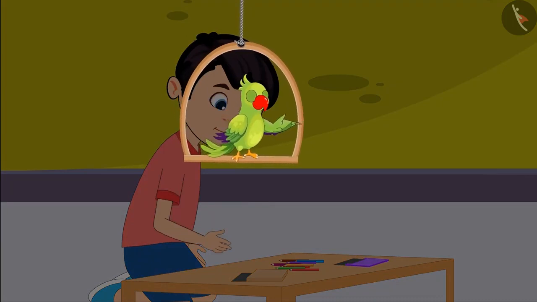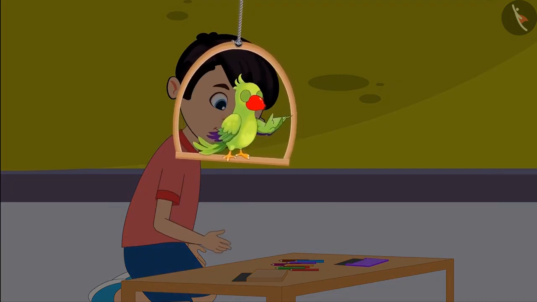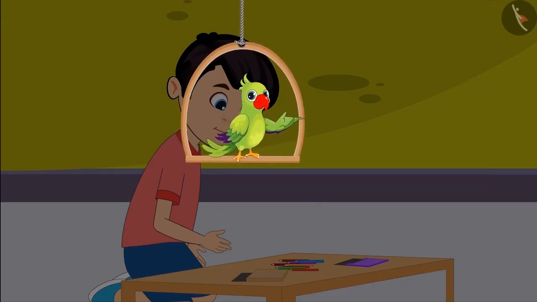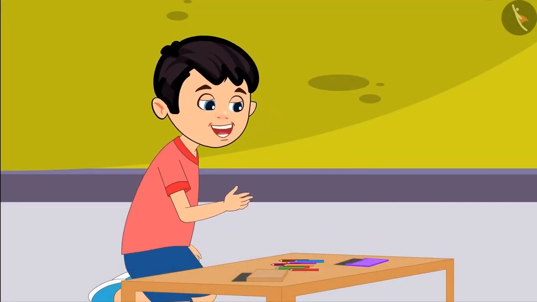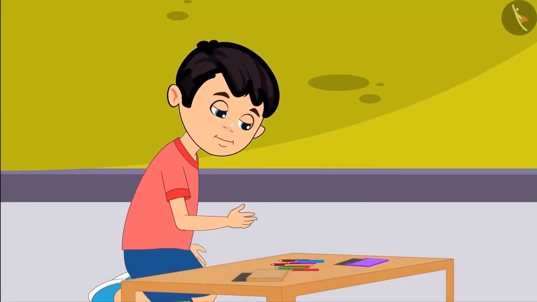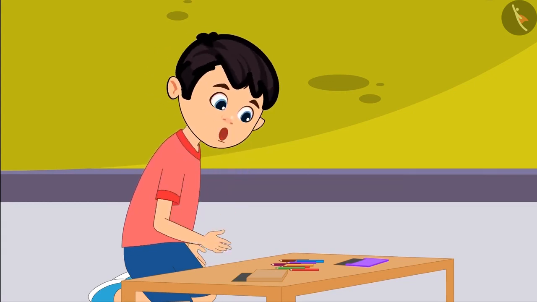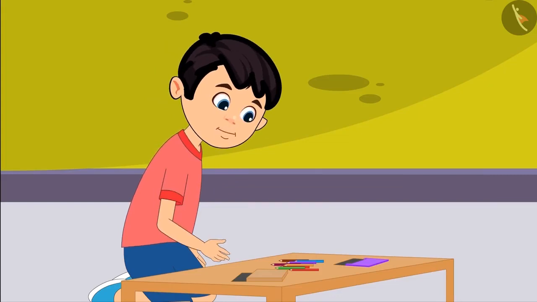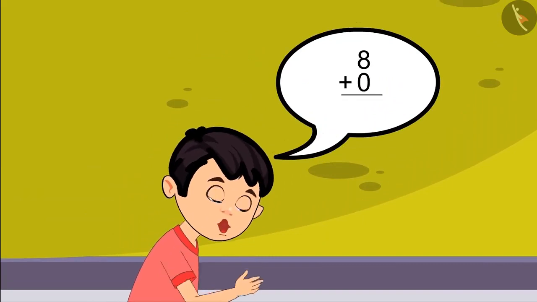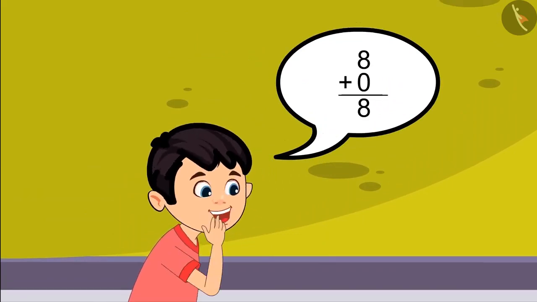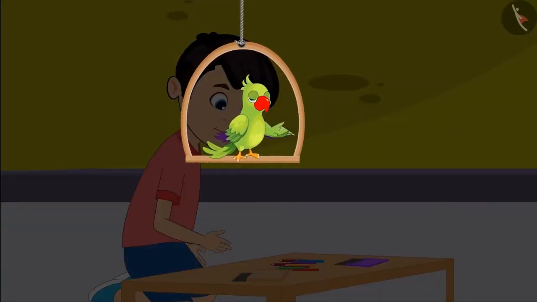Children, can you tell how many colors does Chotu have in total? Oh yes, you are correct. Chotu has 8 colors. When we add objects to some more objects, the total number increases. But earlier also I had 8 colors. Oh yes, since one box has 8 and the other box has 0 colors, the total number of colors is 8. So children, did you see?